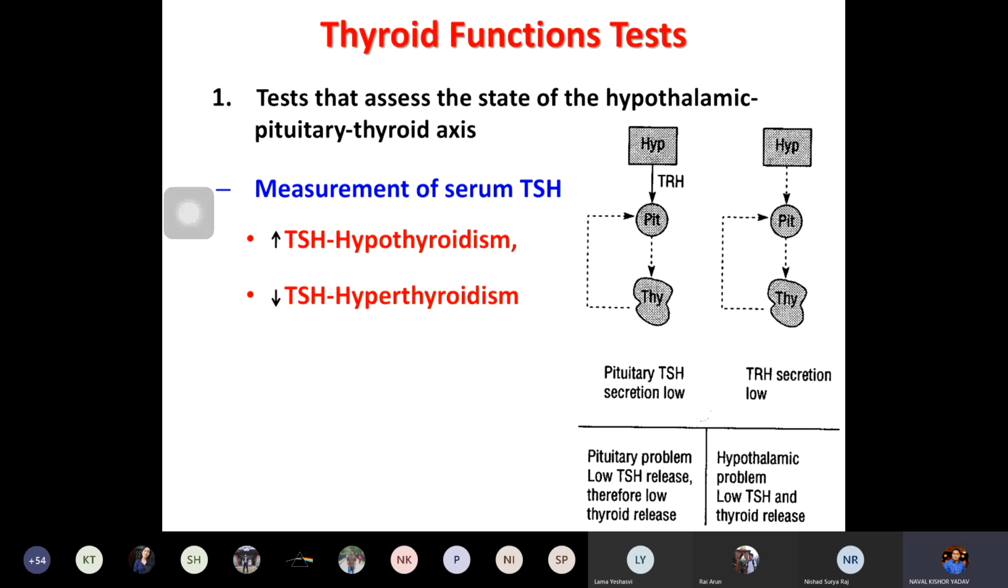Later we will see T3 and then T4. But on the basis of TSH, you can say if the TSH level is high, it is hypothyroidism, and if the TSH level is low, it is hyperthyroidism. So in the case of hyperthyroidism, the level of TSH will be decreased. Similarly, in hypothyroidism, the level of TSH will be increased. And this will give you the idea about the hypothalamic, pituitary and thyroid axis.